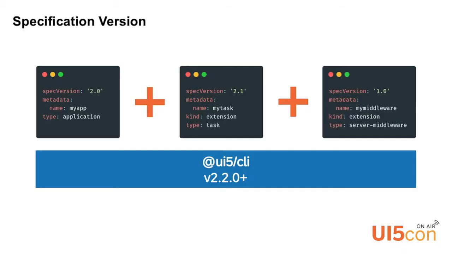So for example, if I have an application defining specification version 2.0, which then uses an extension like a custom task in specification version 2.1 and a custom middleware which defines specification version 1.0, as long as you're using a UI5 CLI with a version that supports the highest of these three specification versions, you're good to go. So this will just perfectly work, and you can actually mix and match the specification versions however you like. It's only related to the project itself.